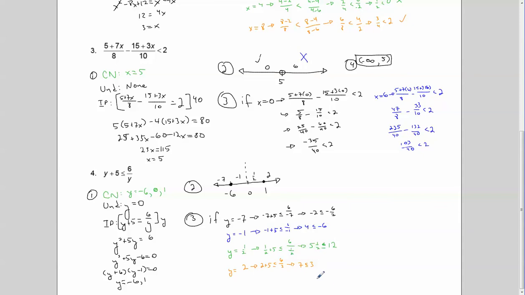Again, I have posted my work here, and you can see the points that I tested are negative 7, negative 1, 1/2, and 2. So let's see what this says about our intervals. Negative 2 is less than or equal to negative 6/7. This is true, so the interval on the left works. When y equals negative 1, 4 is less than or equal to negative 6. Not true, so we'll put our x there. When y equals 1/2, we have 5/2 is less than 12. That is true. And then when y equals 2, 7 is less than or equal to 3. That is not correct.